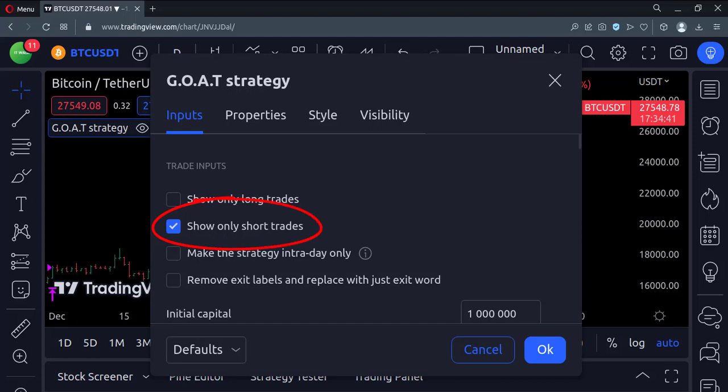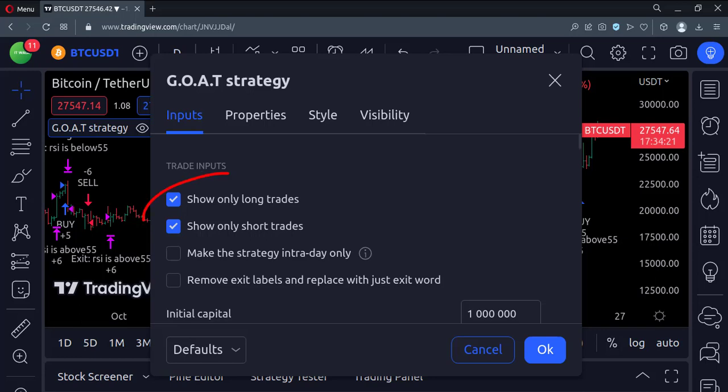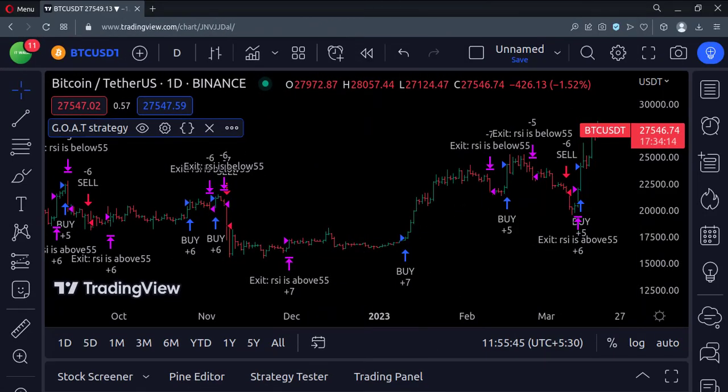Now I will select the Show Only Short Trades option. And now you can see that only short trades are visible on the chart. If I keep both the options on like this, then we can see both long and short trades on the chart.